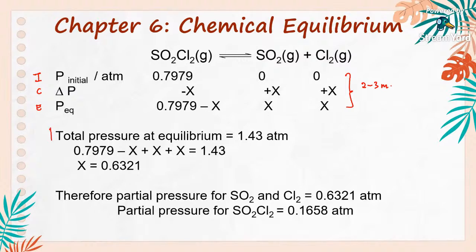So this is the information which is given in the question. Total pressure at equilibrium is 1.43 atm. So you have to equate it like this and get your x. Once you have got your x, then you can answer that the partial pressure of SO2 and Cl2 is 0.6321 atm, and since this is x, the partial pressure of SO2Cl2 will be 0.7979 minus x, so you will get this.